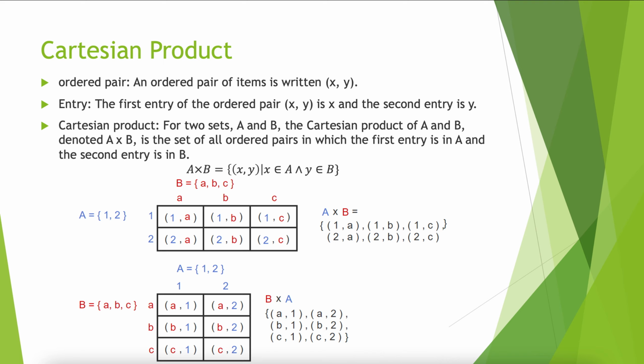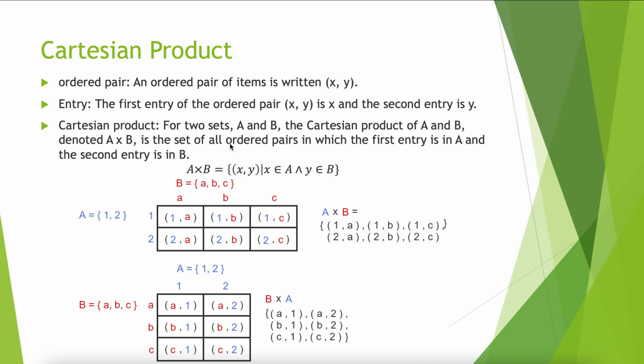Now the Cartesian product is basically a specific set that's defined. It's an ordered pair of items. These cannot be mixed and matched. You have a specific possible ordered pair, and then you work off of that. The first entry in an ordered pair is X and the second one is Y. For two sets, say A and B, the Cartesian product of A and B is denoted with your cross sign, a multiplication or product sign.